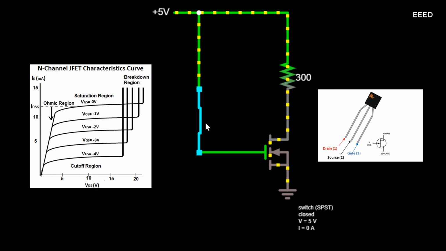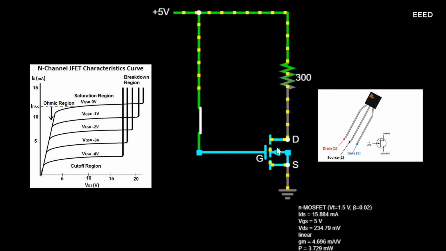Remember that gain is the output over the input. The input is how much voltage is fed to the gate terminal. The output is how much current the transistor outputs.